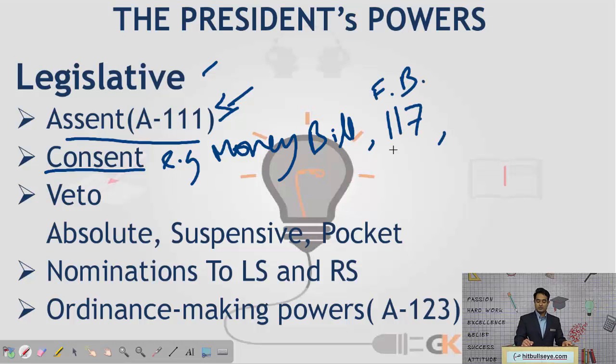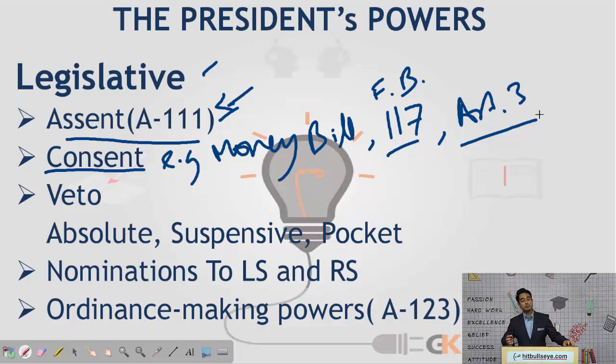financial bills under Article 117, and of course Article 3, that is, constitution of a new state or changing boundaries of any state or union territory. For example, if Telangana had to be made, the resolution had to be introduced with the prior consent of the president.